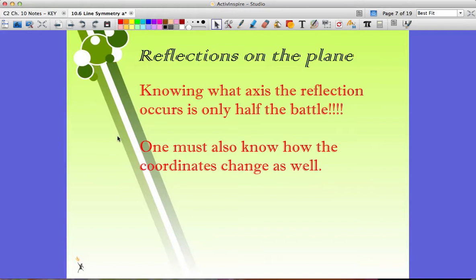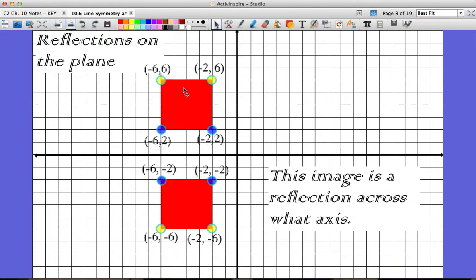When you're looking at what axis you're reflecting on, that's only part of what you're looking for. Knowing what axis you are reflecting on helps you figure out your new coordinates. So when you're looking at reflecting over the x-axis, I want you to take a minute and pause and see what you notice about your coordinates at each of your vertices.